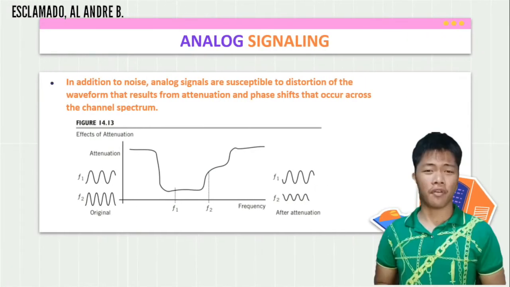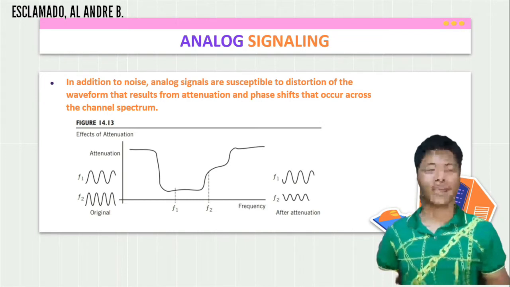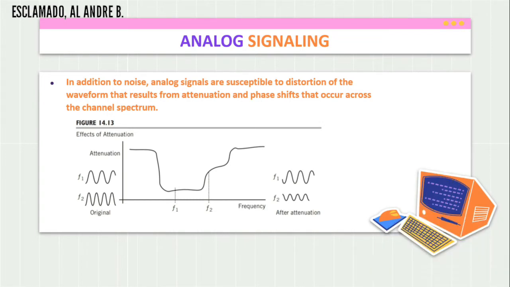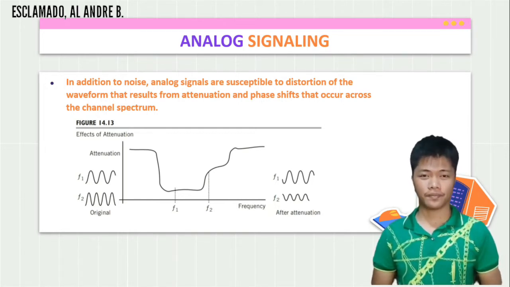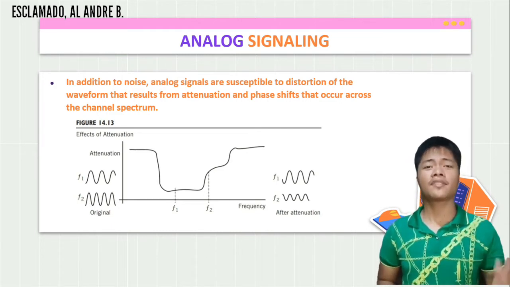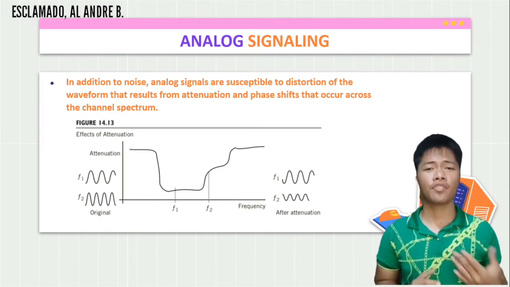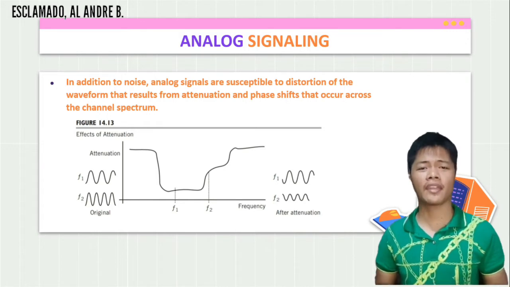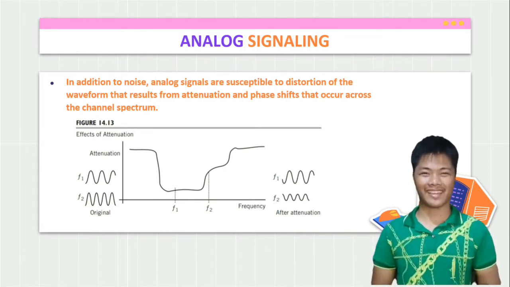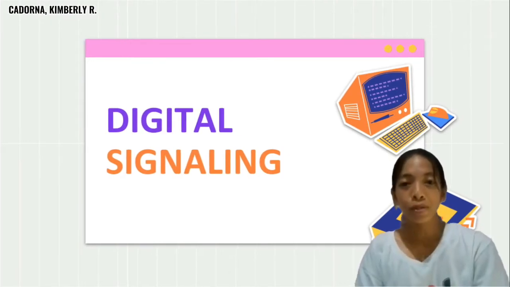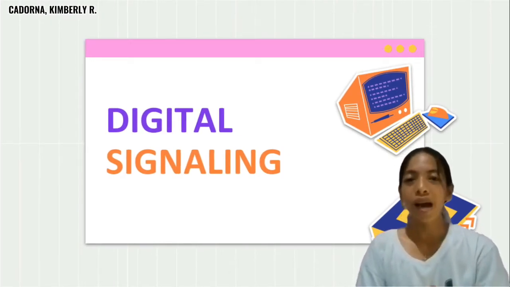In addition to noise, analog signals are susceptible to distortion of the waveform. This results from attenuation and phase shift that occur across the channel spectrum. The goal then is to design a system in which noise, attenuation, and spectral distortion cannot prevent recovery of the original data.